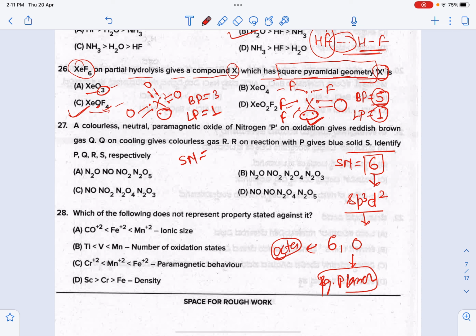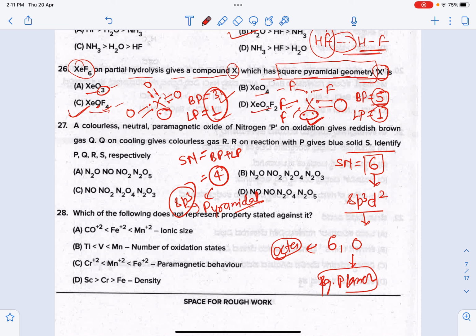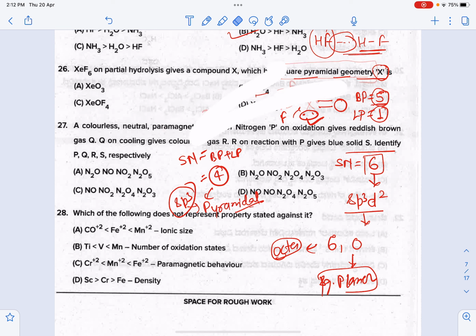What will be the SN? SN will be bond pair plus lone pair. How many are there? There are a total of 4. Okay, that indicates that the hybridization is sp3, and since there are 3 bond pairs and 1 lone pair, their structure will be pyramidal. Okay, similarly they have different structures. Our correct option will be C. You can check by calculating its hybridization.